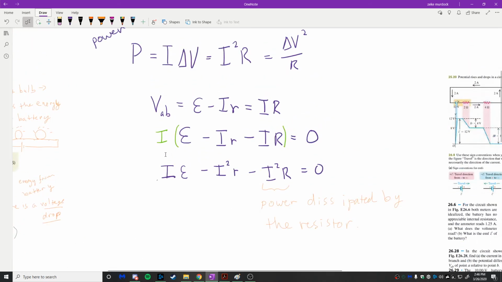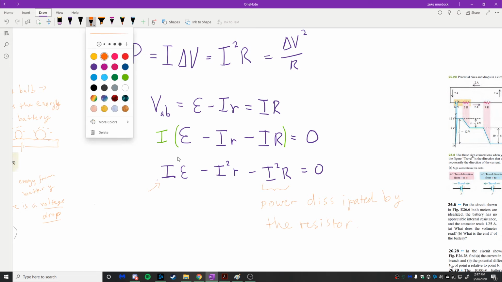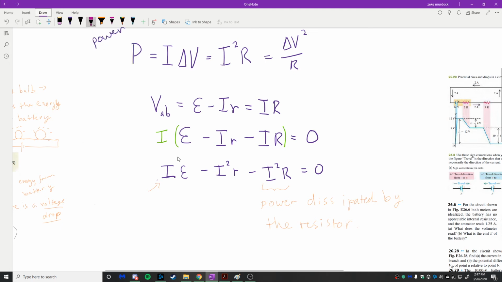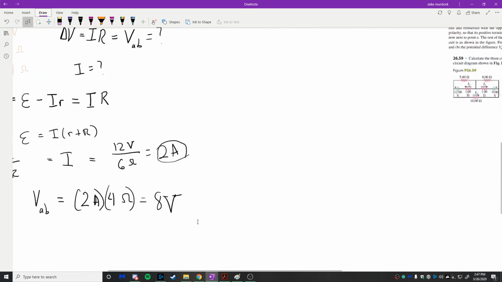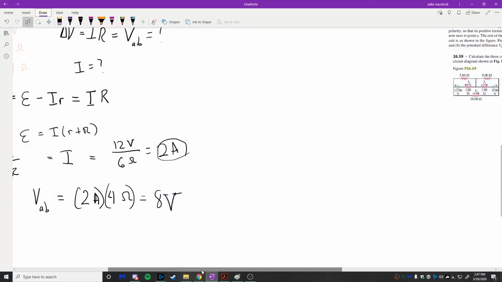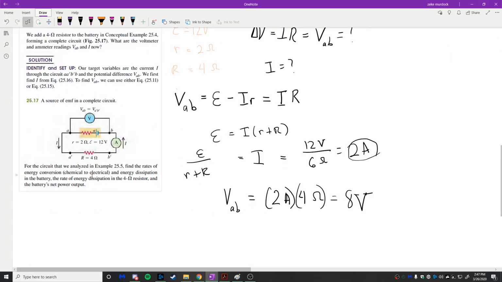So this right here, current times EMF. I believe that this represents, let's use a different color, the rate of chemical to electrical energy conversion, and then the other piece, oh no, the rate of energy and the battery's net power output. Okay, that last part.